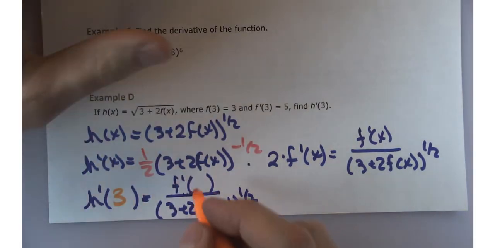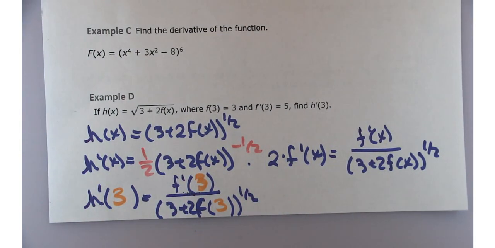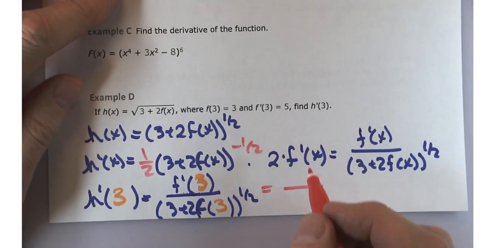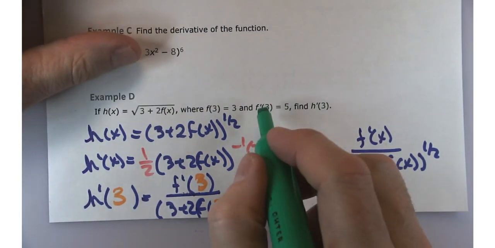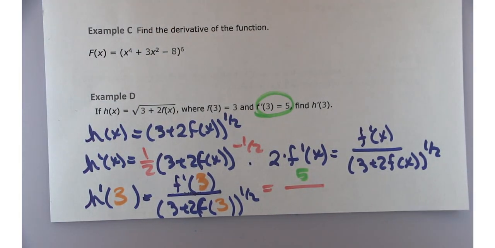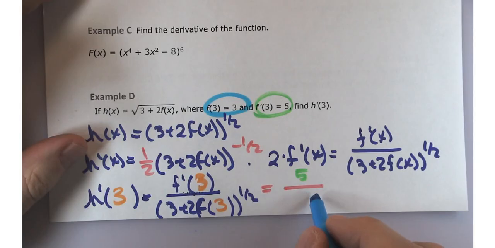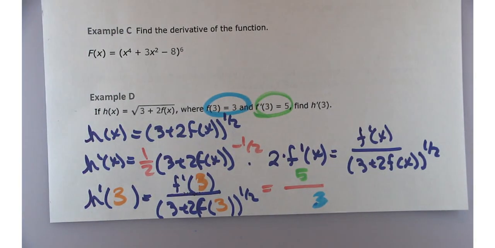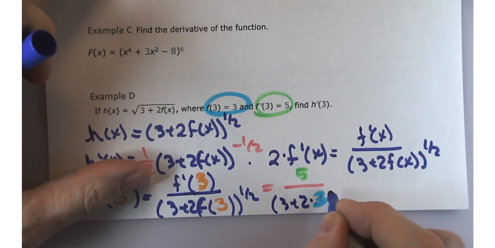So h prime of 3, that's going to put a 3 in here and a 3 in here. But we've got those values. F prime of 3 was 5. So I'll put a 5 in there. What about f of 3? F of 3 was 3, so I'm going to have a 3 down here. So let's put that in as well. So I'll have 3 plus 2 times 3 raised to the 1/2 power.